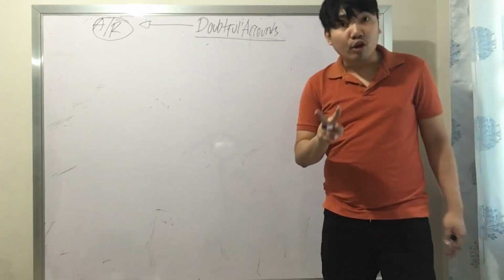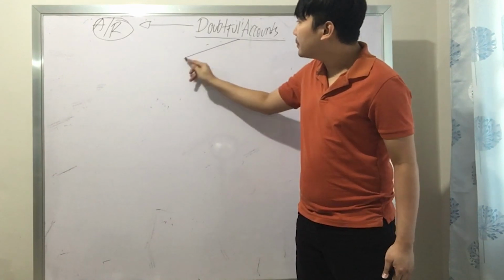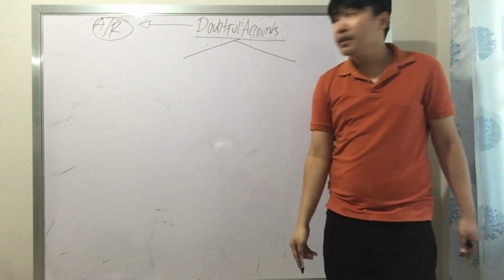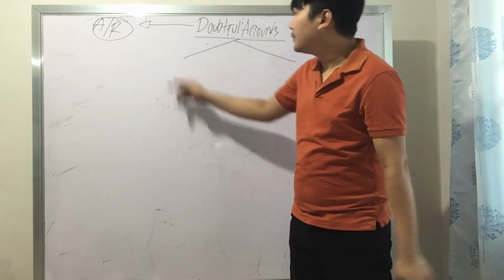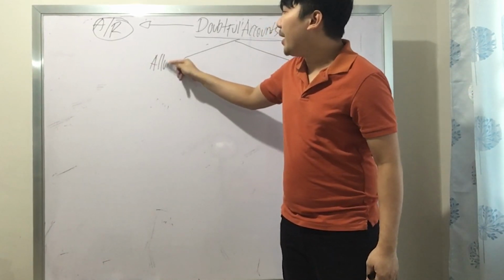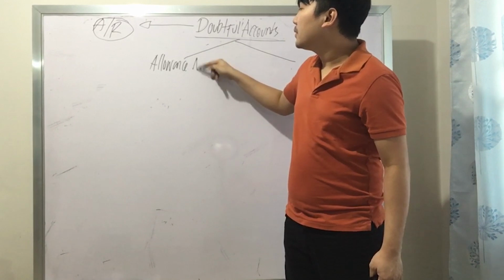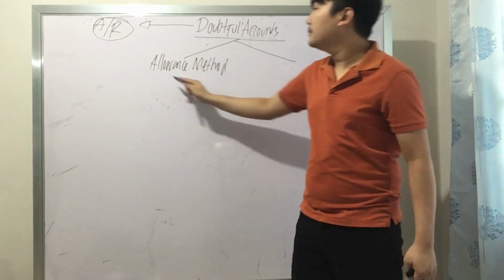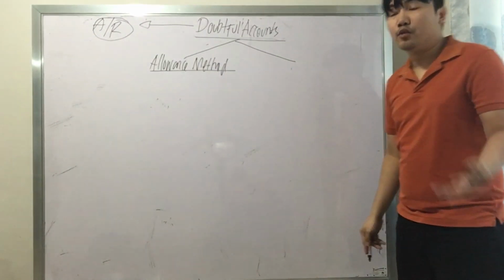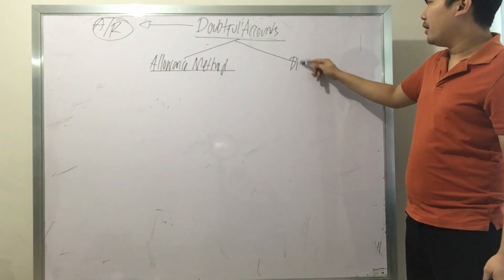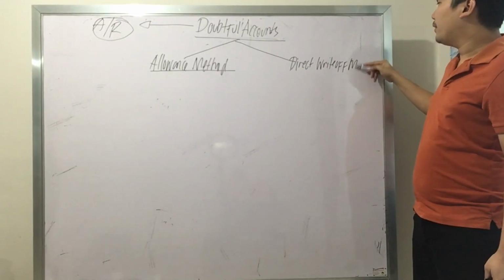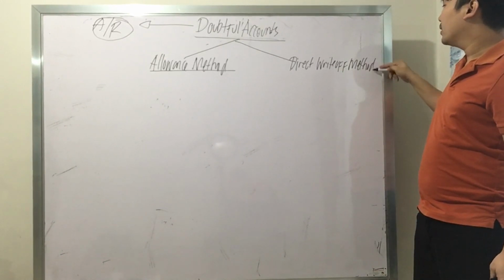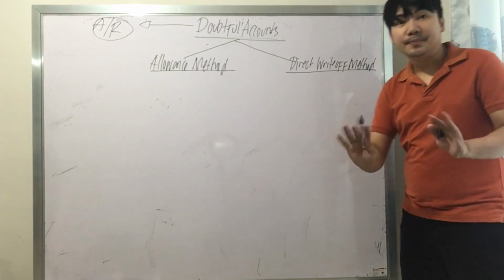There are two methods, no, na ginagamit or two approaches sa doubtful accounts. We have this, no, allowance method. And we have this what we call direct write-off method. Direct write-off method. Ayan. Okay?